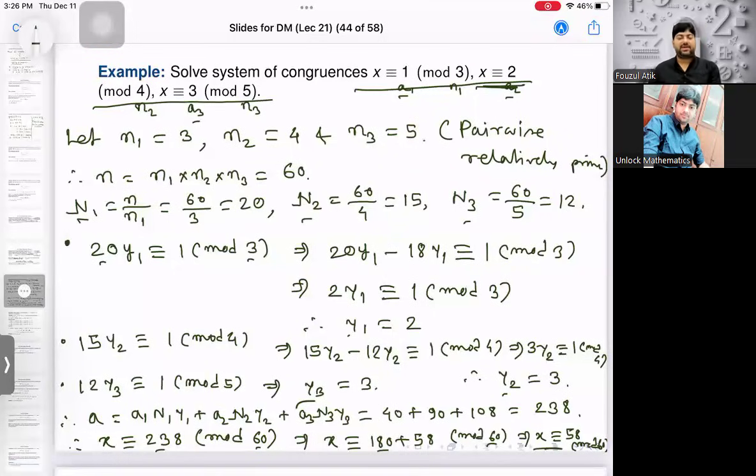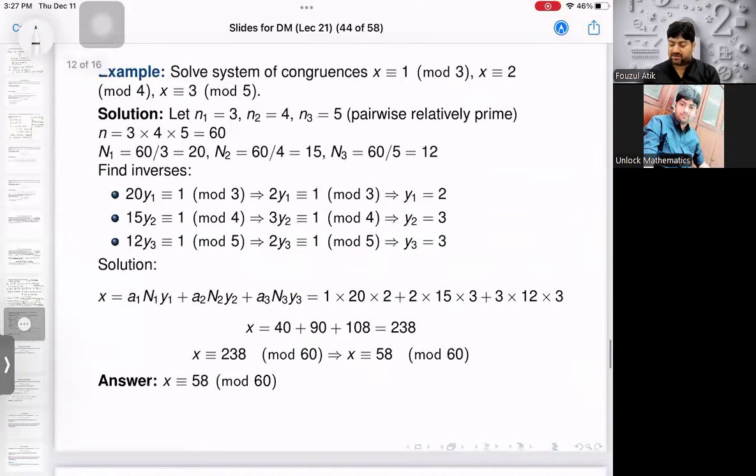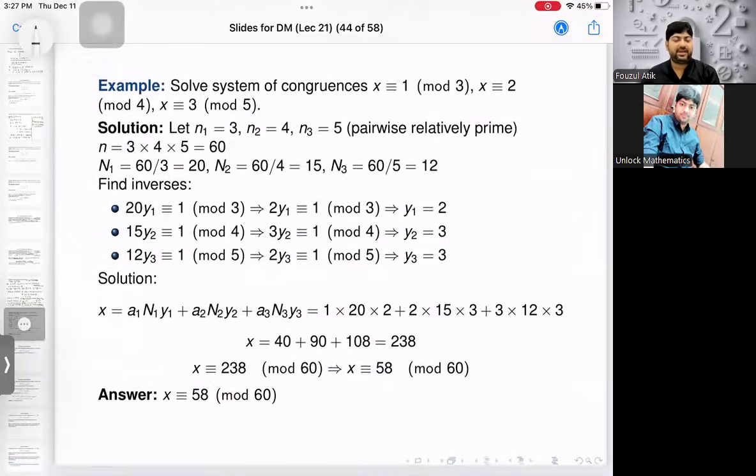Right? So using this Chinese remainder theorem, one can solve a system of linear congruences in this way. So practice such kind of problem 2, 3 times, once you do, then you will see that it is very easy. Yes, so the whole solution in typed form is there. You can see the full solution is written.